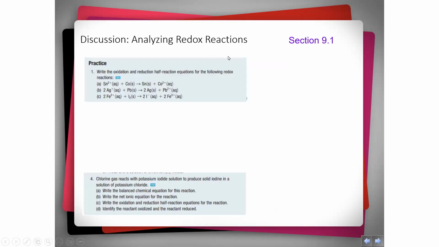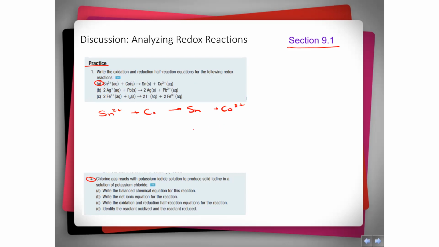Okay, so here's a couple of questions. This is right out of the textbook from section 9.1. This is the first practice problem. I just cut them right out of the textbook. This happens to be pages 601 and 602. Let's just try A and 4 down here, so we can make sure we know what we're doing. It says write the oxidation and reduction half reaction equations for the following redox reactions. So I've got Sn2+ plus Co yields Sn plus Co2+.